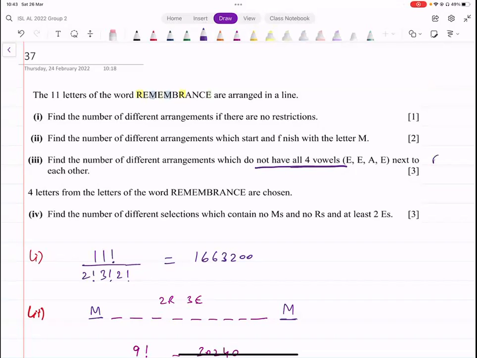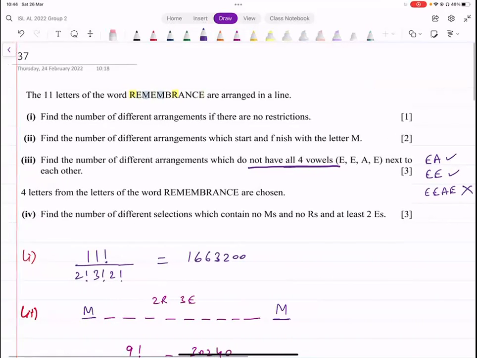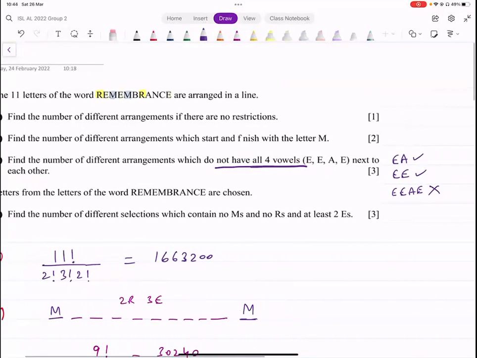That means कि ये हो सकता है कि EA हो जाए, right? या EE हो जाए. This is acceptable, but this is not acceptable. EE, AE सारे इकट्ठे नहीं हो सकते. In whatever order, सारे इकट्ठे नहीं आने चाहिए. ठीक है, ये acceptable नहीं. ठीक है, हम क्या करेंगे, इन सबको इकट्ठे होने वाला केस निकाल लेंगे और टोटल में से माइनस कर देंगे.